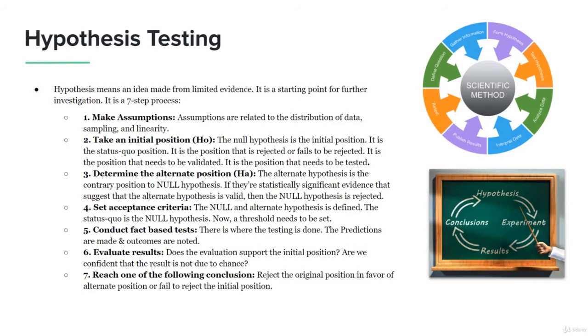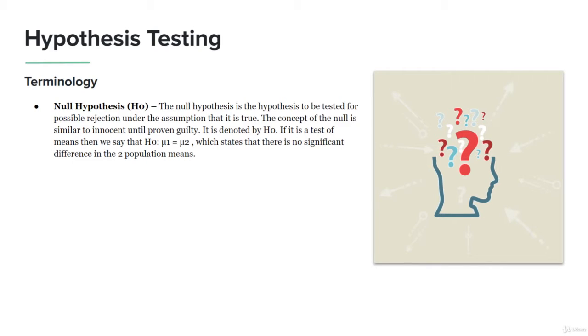And then finally, number 7 is to reach one of the following conclusions, right? We either reject the original position in favor of an alternate position, or we fail to reject the initial position that was there initially, right? So that's ultimately what hypothesis testing is really about. Let's go ahead and get into some terminology now.